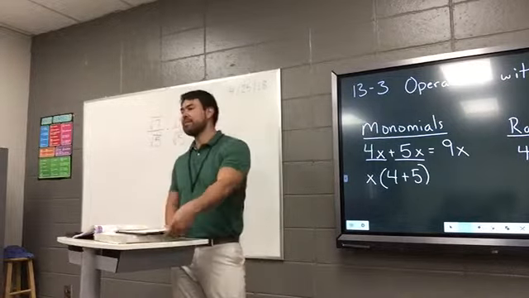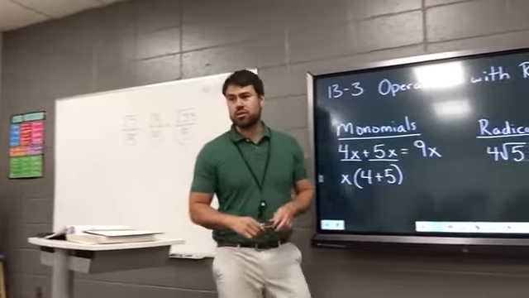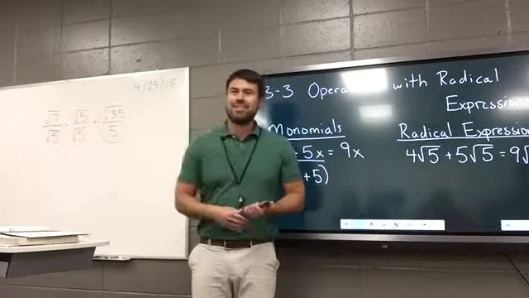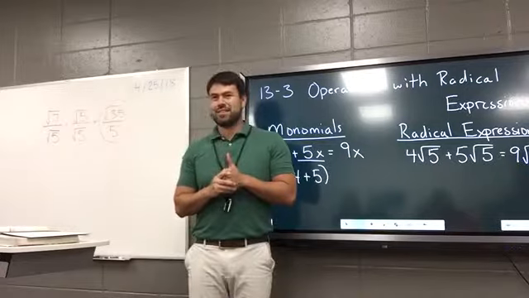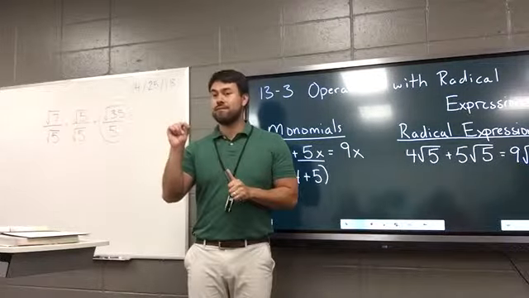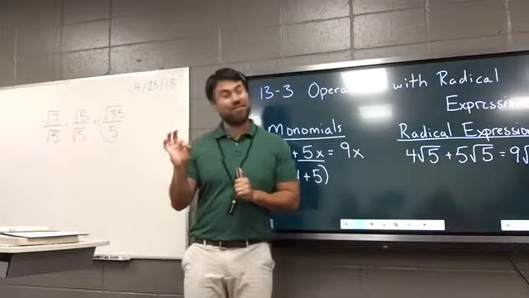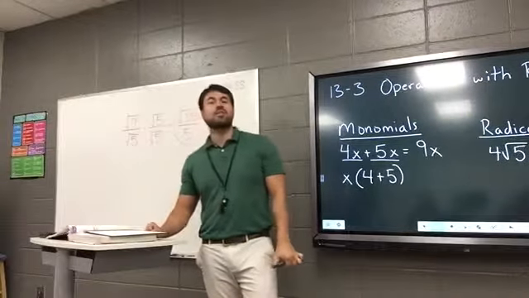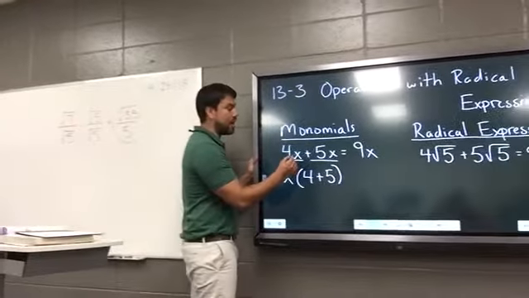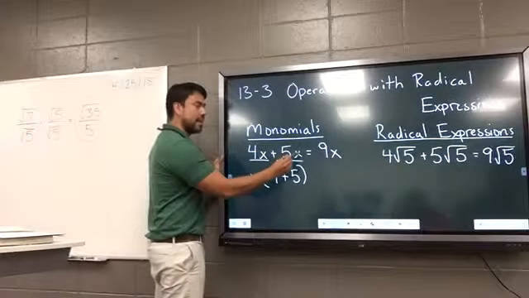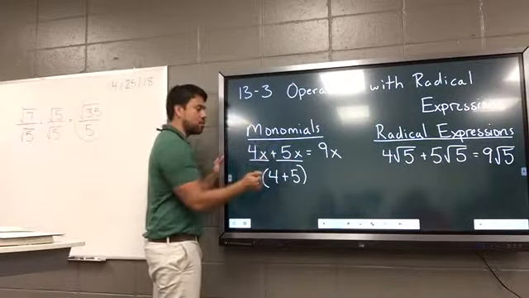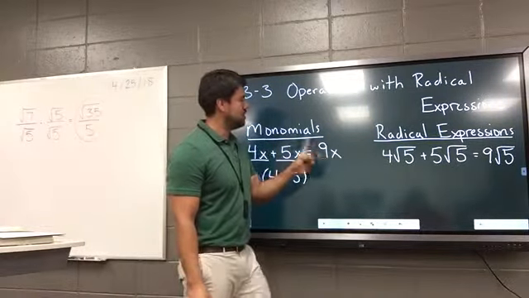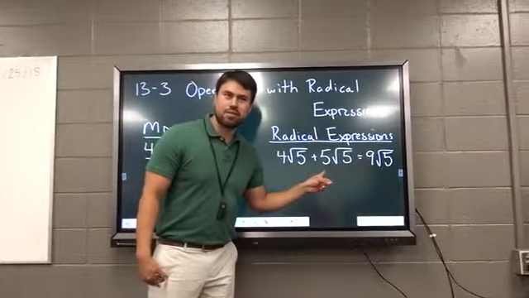Okay, can somebody give me the definition of like terms? I want a definition here. There are terms that have the same... Taylor? The same variable with the same exponent. Okay, so look back here. Do we have the same variable in these terms? Yes. Do they have the same exponents? Of course. Add them up like they are. But these don't have variables.